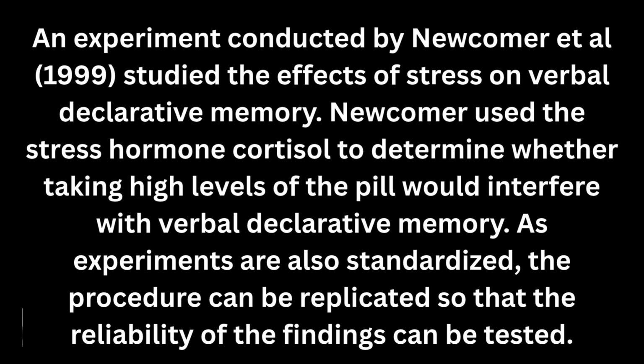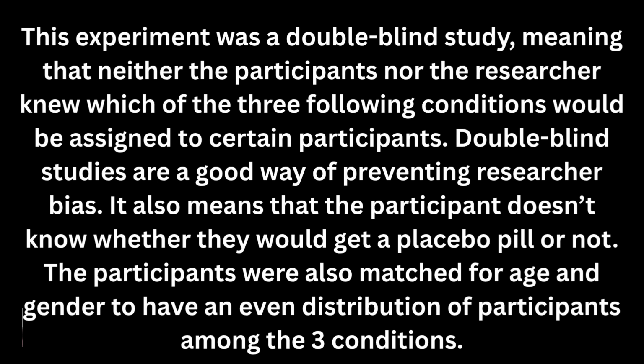Now I need to evaluate, that is, write the strengths and the limitations. So my next paragraph is, this experiment was a double-blind study, meaning that neither the participants nor the researcher knew which of the three following conditions would be assigned to certain participants. Double-blind studies are a good way of preventing researcher bias. It also means that the participant doesn't know whether they would get a placebo pill or not. The participants were also matched for age and gender to have an even distribution of participants among the three conditions.